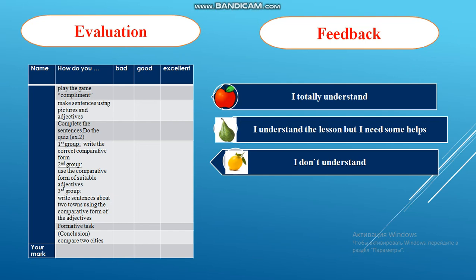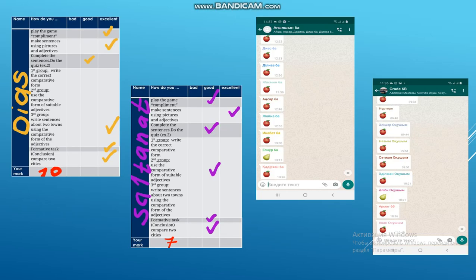At the end of the lesson, learners evaluated themselves by the self-evaluation sheet, putting ticks on the table and reflected on their learning, sending smiles to the chat. This way.